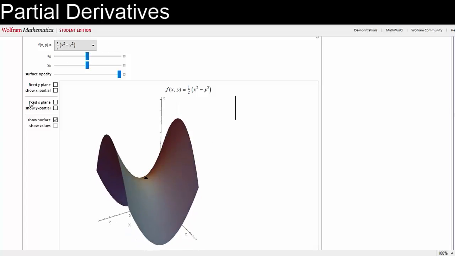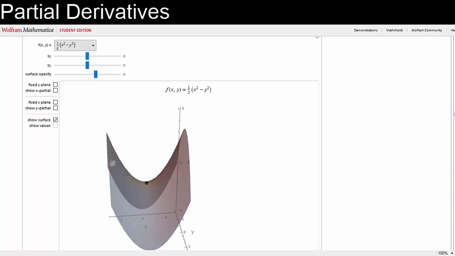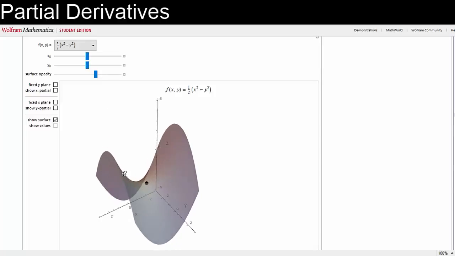All right, so how can we see what these are? Well, what we're going to do is take these partial derivatives at this black point here in the middle. So let's make the surface a little more transparent. And then we can see, we change the y value and the dot moves in the y direction. Change the x value and the dot moves in the x direction. Right, so let's put it back here for a minute.